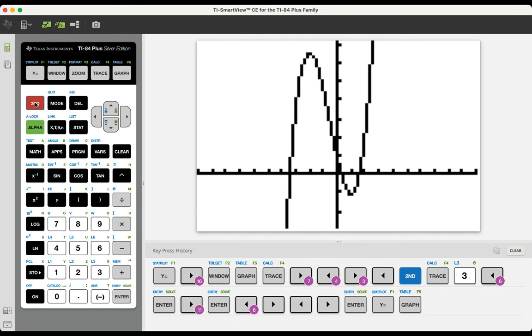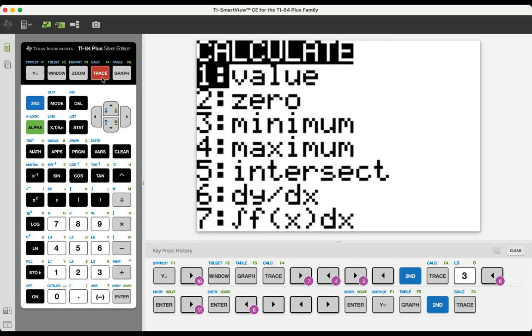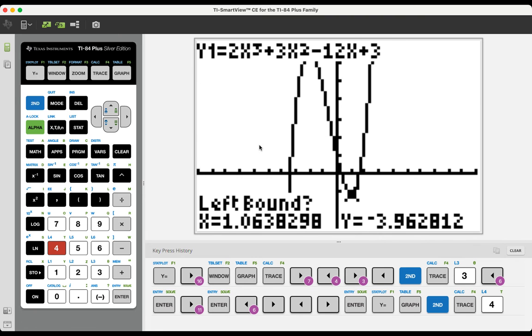So for the sake of review and ensuring we understand, let's try the maximum as well. So we'll go back into our second trace menu, and this time we'll choose option number 4, which is the maximum. And we repeat the process again.